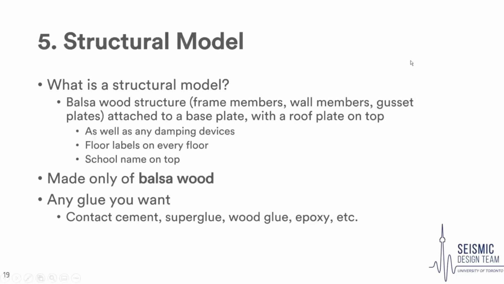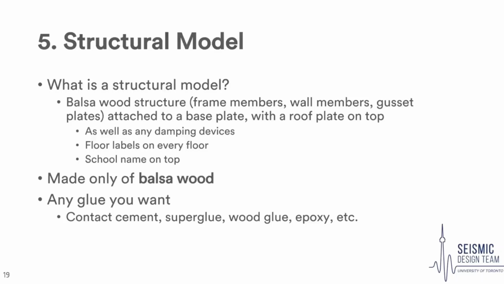Number 5, structural model. This section's kind of big, but also pretty important because that's the bulk of the competition, and also often where a lot of violations come in for teams. So what is the structural model? It's the balsa wood structure, including any frame, wall members, and gusset plates, which I'll get into, that are attached to the base plate at the bottom of the tower and the roof plate on top, as well as any damping devices.